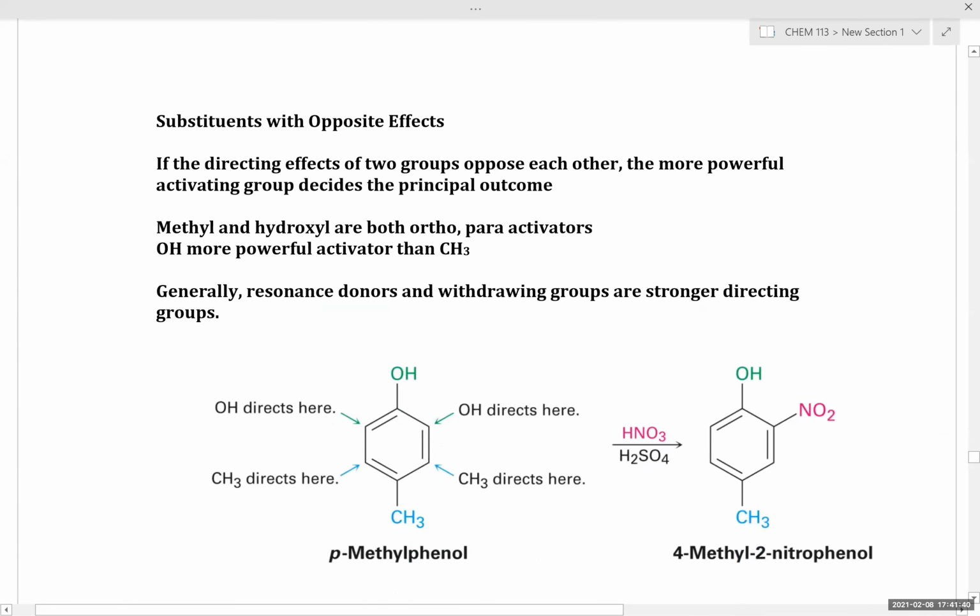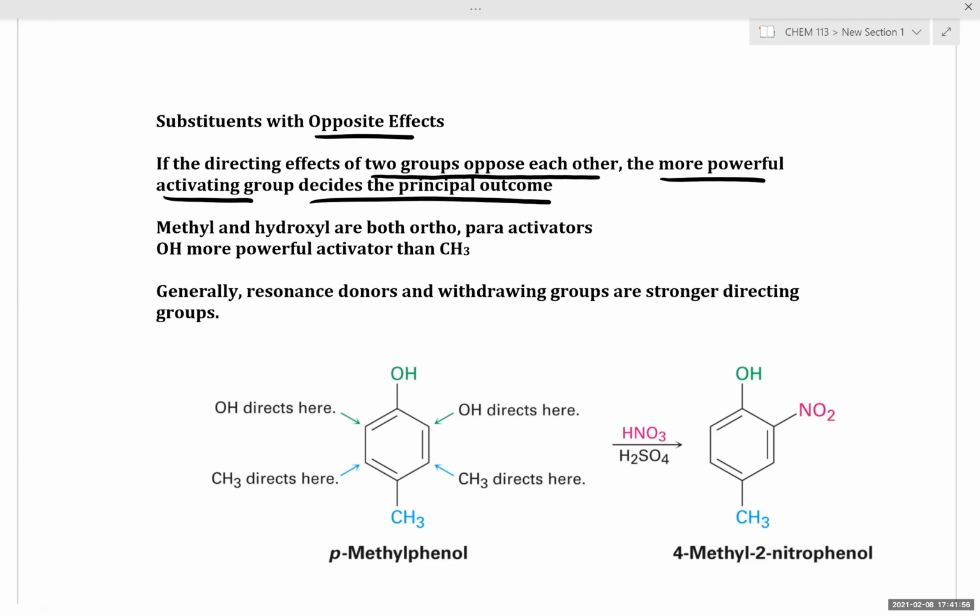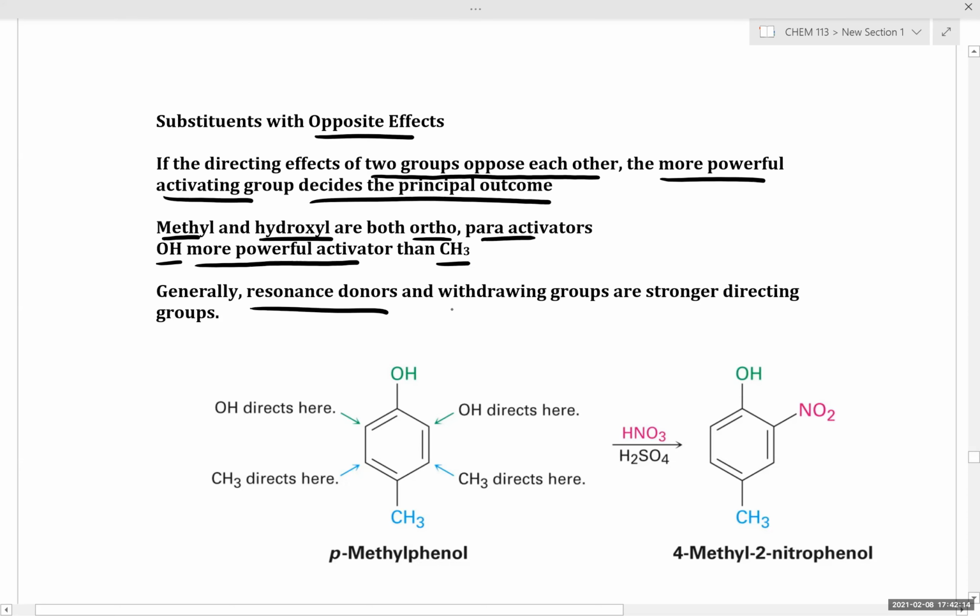Sometimes you end up with substituents with opposite effects. If the directing effects of two groups oppose each other, then the more powerful activating group decides the principal outcome. You'll still get a mixture, but the mixture will be biased towards the position activated by your strongest directing group. For example, the methyl and hydroxyl are both ortho-para activators, but the hydroxyl group is a more powerful activator than a methyl group. Generally, resonance donors and withdrawing groups are stronger directing groups.